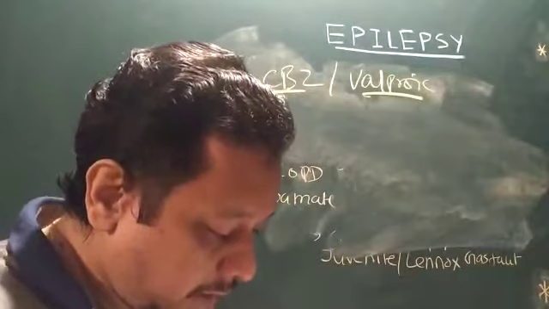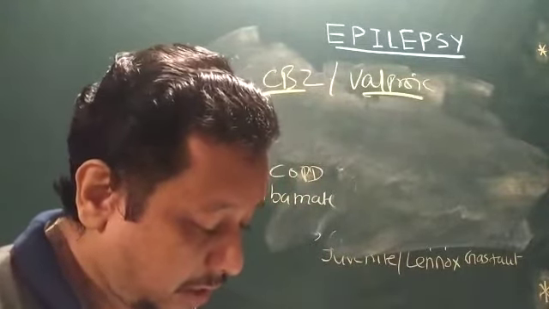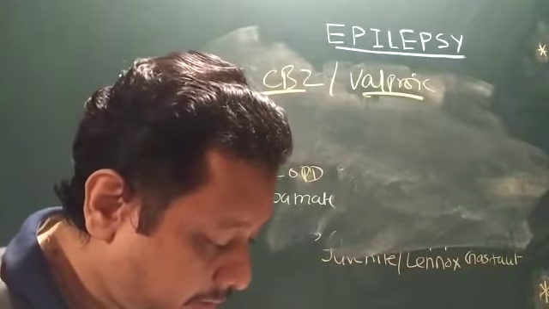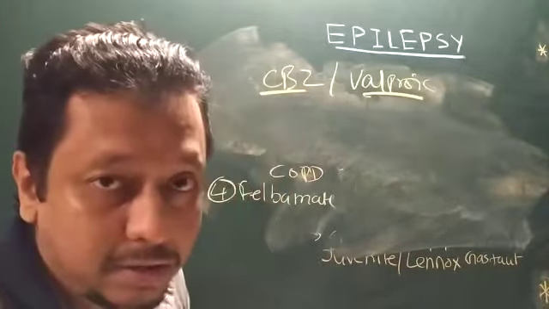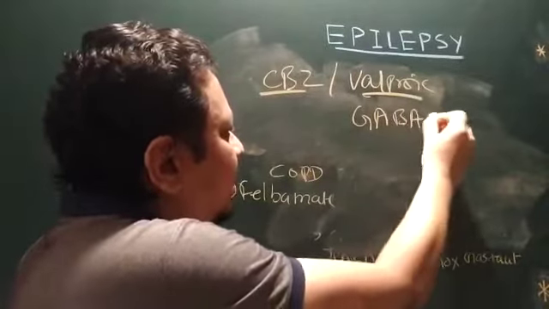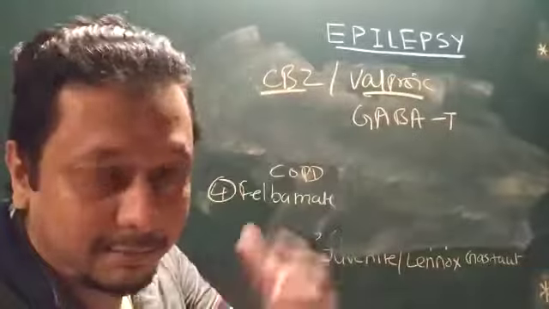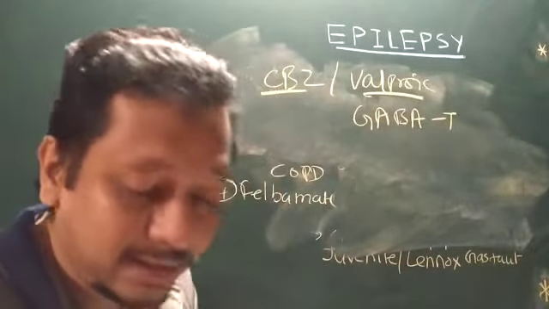So now going to valproic acid first. Valproic acid can be used to treat epilepsy and bipolar disease. The mechanism of action of valproic acid: it inhibits calcium channel, it inhibits the GABA transaminase enzyme so that GABA level can be elevated. Then it inhibits histone deacetylase.